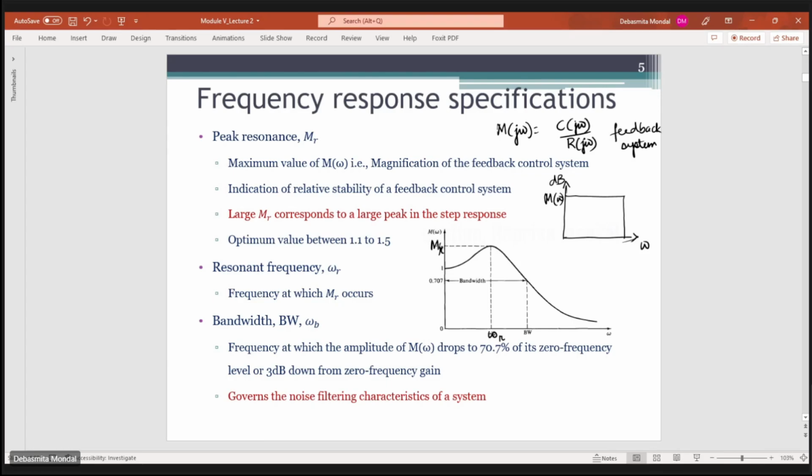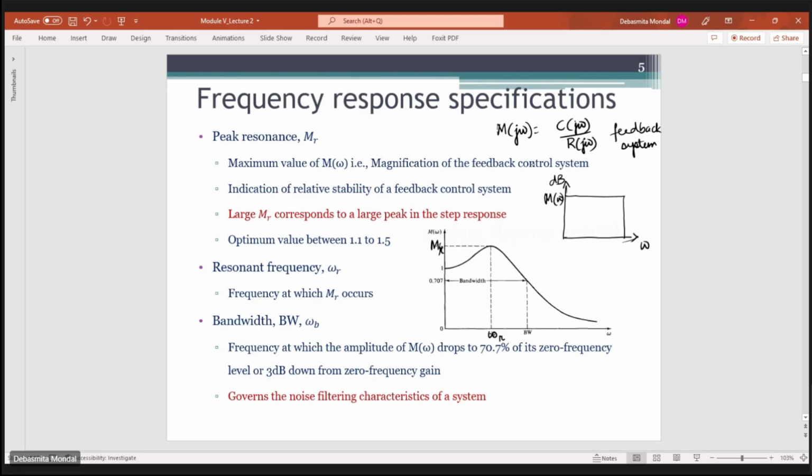At least for a certain range of the frequencies in which we are working. But in a practical scenario, this kind of flat gain is not possible. So the magnitude of M(ω) follows a path like this. How do we determine the bandwidth of a system? The bandwidth of a system is defined as the frequency at which the amplitude of M(ω) drops to 70.7% of its zero frequency level.